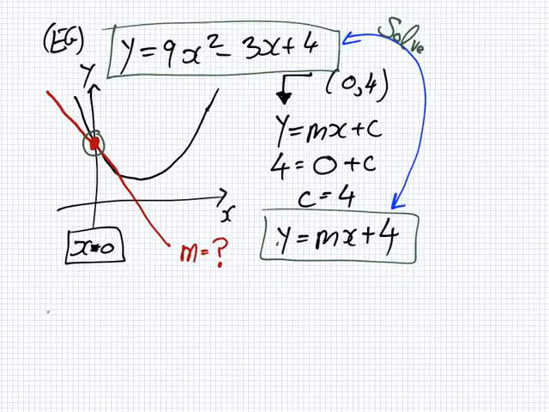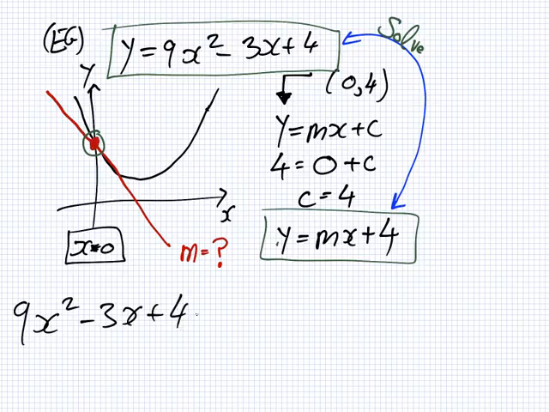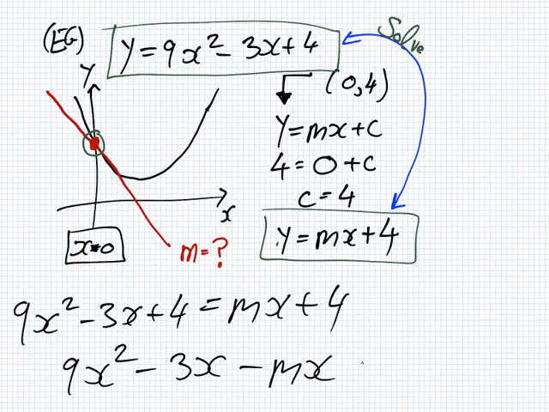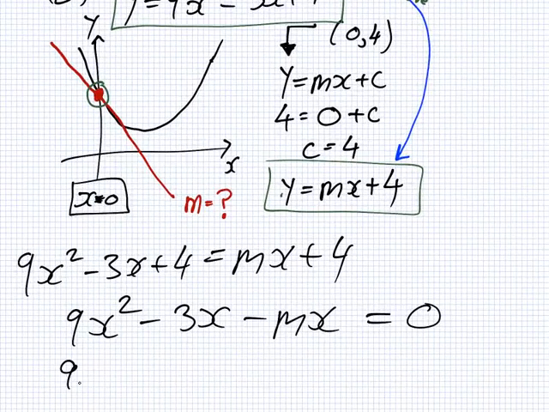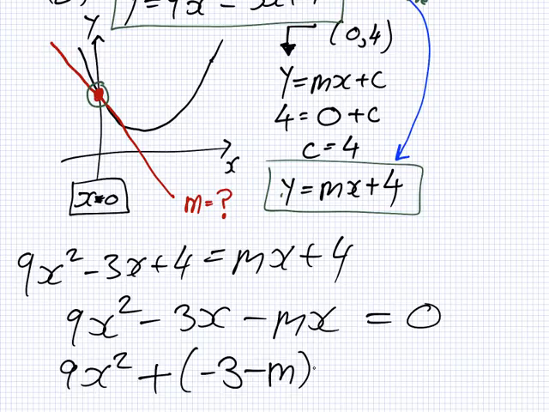So I get 9x squared minus 3x plus 4 equals mx plus 4. Well, the 4's cancel, so we have 9x squared minus 3x minus mx plus 0 equals 0. So I get 9x squared plus (minus 3 minus m)x plus 0 equals 0. Why did you add? Yeah. Now, how many answers does this quadratic have?